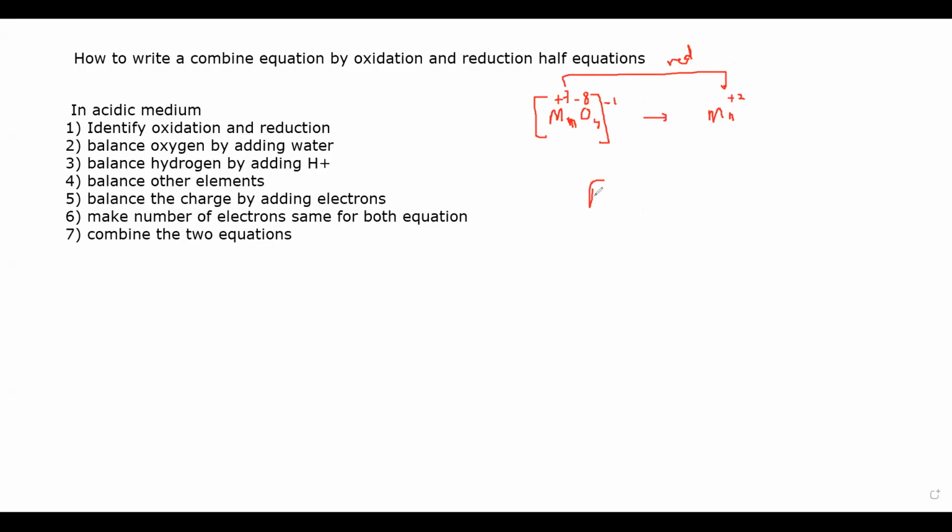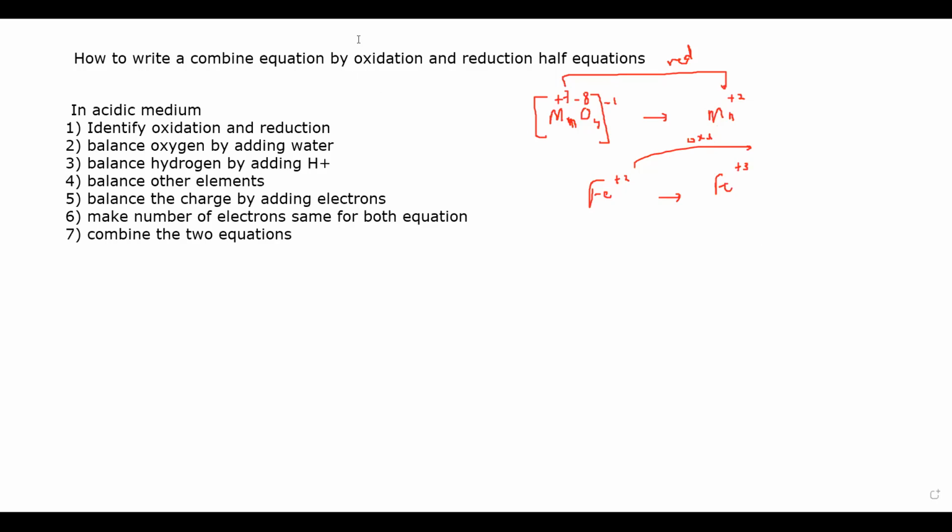And for example, you have iron 2 changes to iron 3. What is this change? So now we have iron +2 changing to +3. So that is oxidation. Now what we have to do is write a balanced equation, or a combined equation, from these two oxidation and reduction half equations.